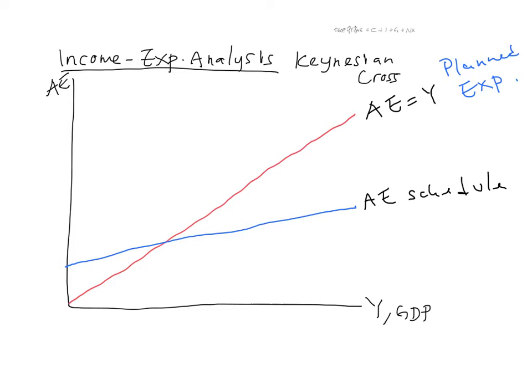Where they meet is your equilibrium. And output will be Y0. Okay, and your actual expenditure will be AE0. Right, and the economy is in equilibrium. Okay, this could be your potential GDP situation.